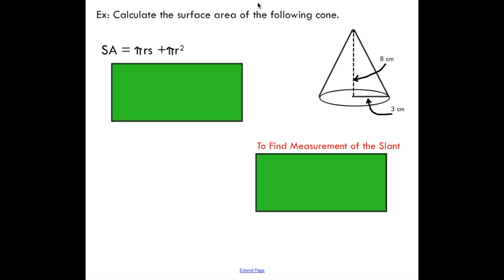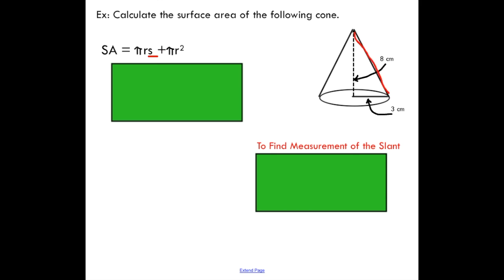All right, so first example here, we're looking at a cone shape. We're being asked to calculate the surface area of this cone. Notice that we're given the height of the cone and the radius of the cone. Taking a look at our surface area formula, that doesn't actually give us all the information we need. We need this s, this slant height, which is this portion of the cone here.